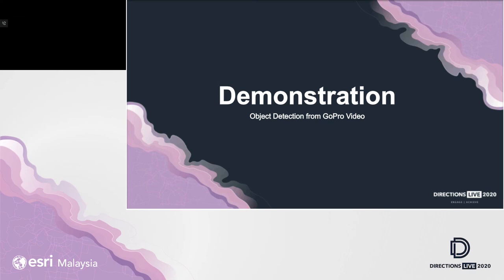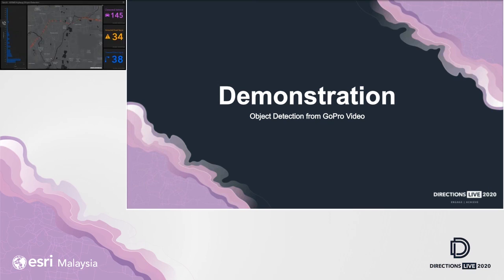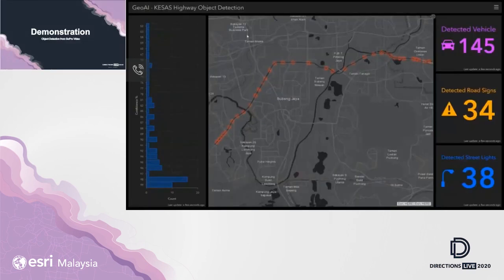Okay, from the videos that you've seen earlier, we have automatically detected certain objects based on our needs and interests. Over here, this is how we leverage ArcGIS Online or ArcGIS Enterprise, whereby we use the ArcGIS Dashboard to count the number of vehicles. You can see there's around 145 detected vehicles, 34 detected road signs, and 38 detected street lights on these few frames that have been taken along the Kesas Highway.